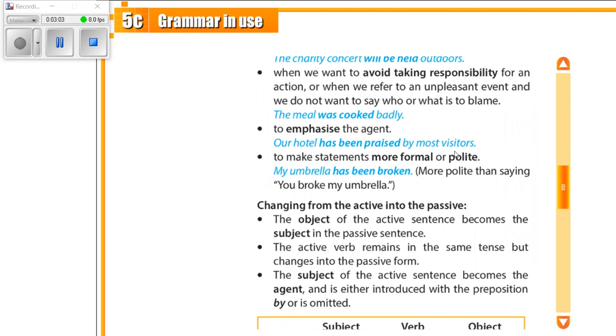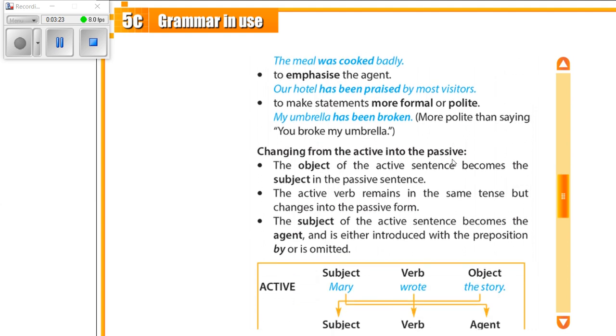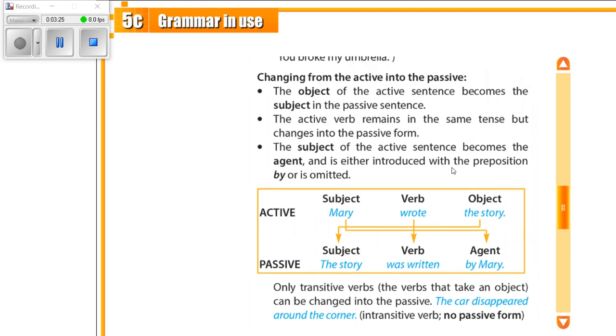The meal was cooked badly. To emphasize the agent: our hotel has been praised by most visitors. To make statements more formal or polite: my umbrella has been broken, which is more polite than saying you broke my umbrella. Okay? Can any one of you ask, Miss, how can we know the instructions to change from the active into the passive? Of course, yes.